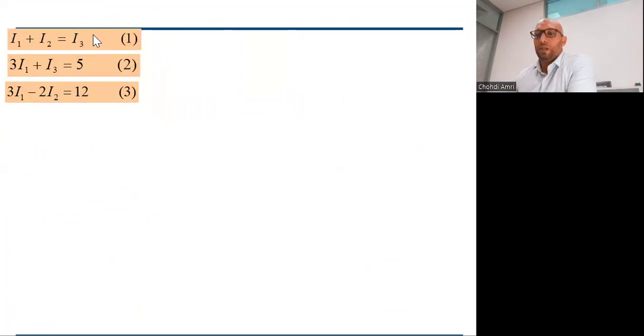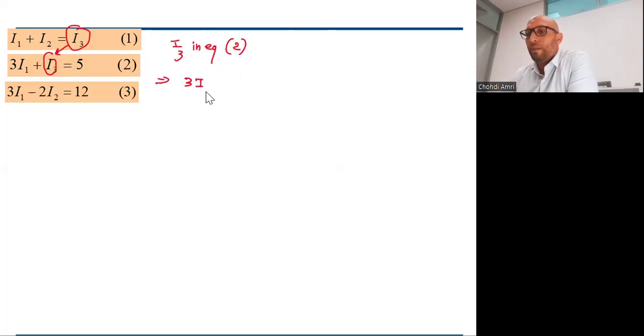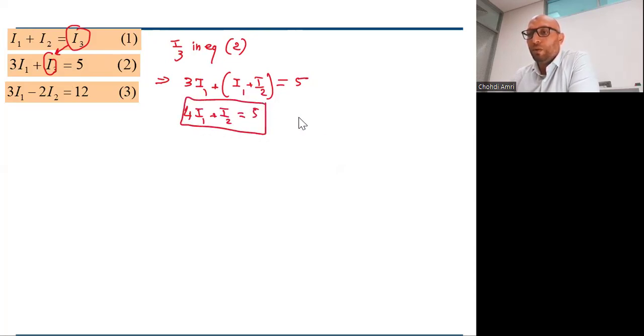So you see that we have 3 equations. We have I3, and here we have I3. I3 is equal I1 plus I2. So we will substitute I3 in equation 2. So we can write I3 in equation 2 to get 3I1 plus I3, and I3 is I1 plus I2. This will be equal 5. And we're going to get a fourth equation. So 3I1 plus I1, so it's 4I1 plus I2 equal 5. This equation would be equation number 4.